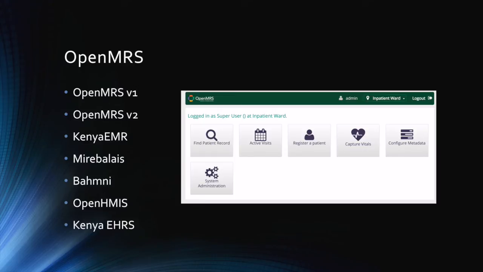And OpenHMIS is a similar project on a much smaller scale, but inside Kenya, which we've been looking at as well. And then finally, there's this new project called Kenya EHRS, which uses OpenMRS version 1, but has developed a whole load of new modules to cover these areas that aren't currently covered by the HIV clinic systems. So they've got something like 10 or 12 new modules around billing, patient management, inpatient care, laboratory systems. And that's the system that we've been working with the Ministry of Health as they roll it out in Machakos County.